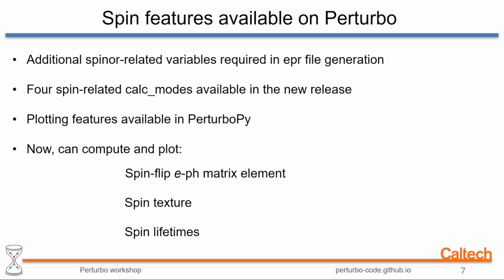So there are several new spin features available in the latest Perturbo release. Some things to note when using these features: some spinor-related variables must be specified when generating the EPR file. There are 4 new spin-related calc modes available for you to use that come with plotting feature support from Perturbo-Py. So now, in Perturbo, we can compute the spin-flip electron-phonon matrix element, the spin texture, as well as the spin lifetimes.